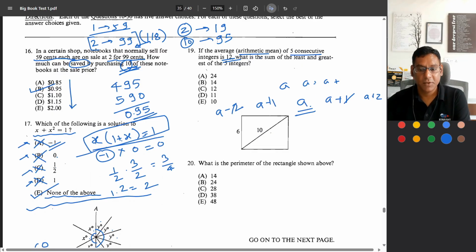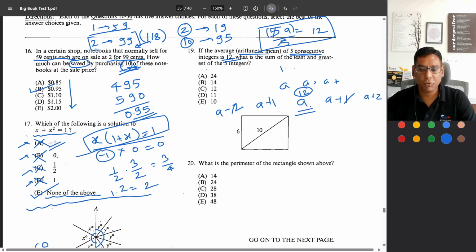So the average of 5 consecutive numbers, let's say a minus 2, a minus 1, a, a plus 1, a plus 2. The average is 12. The middle number is going to be 12. Correct? How? Because if you add them up, you get 5a. 5a divided by 5 is equal to 12. The 5 cancels, right? That's the definition of average: the sum divided by how many numbers we have. So a is 12.